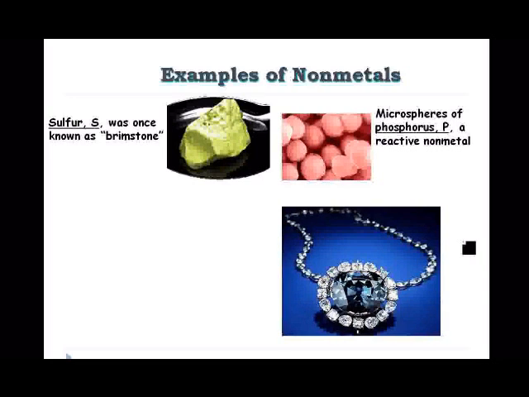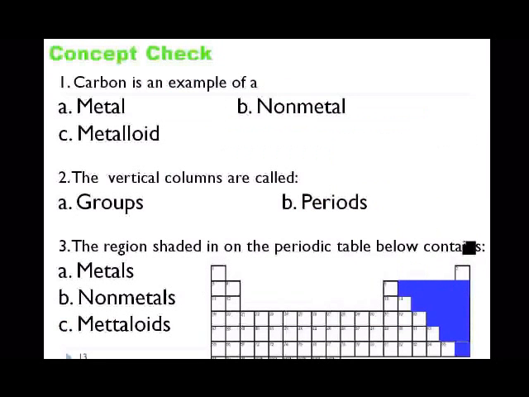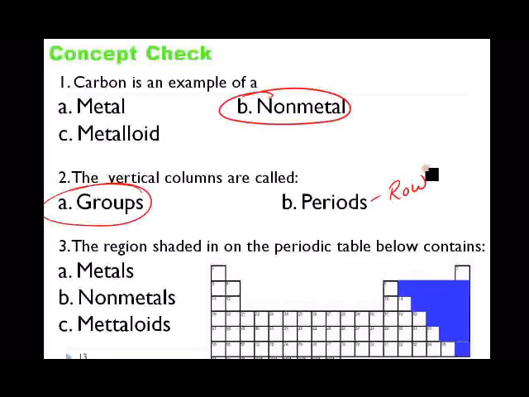And graphite isn't the only pure form of carbon. Diamond is also carbon. The color of different diamonds comes from impurities caught within the crystalline structure of those carbon molecules. So, before we go on, carbon is an example of a nonmetal. The vertical columns on the periodic table are groups. Remember, periods are the rows. The regions shaded below on the periodic table contain nonmetals.